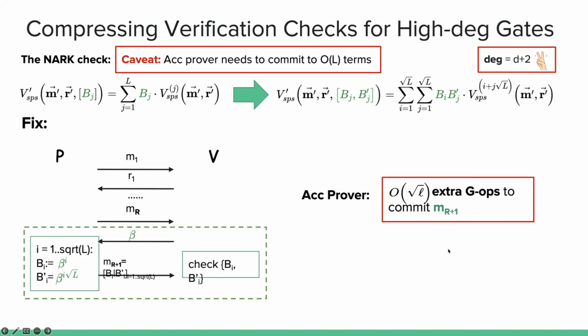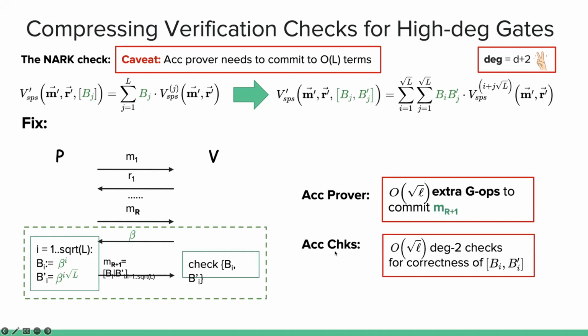So in summary, what we have done is that initially we have L different degree d equations to be checked, and after this transformation, we only have one degree d equation to be checked. So we don't need to use a Pedersen commitment for it. However, we also introduce some other checks on the verifier, because the verifier needs to check that all these b_i and b'_i are computed correctly. That means we additionally introduce square root L more degree 2 checks for checking the correctness of b_i and b'_i. But that's actually fine. The key observation is that all these checks are low degree, basically degree 2.